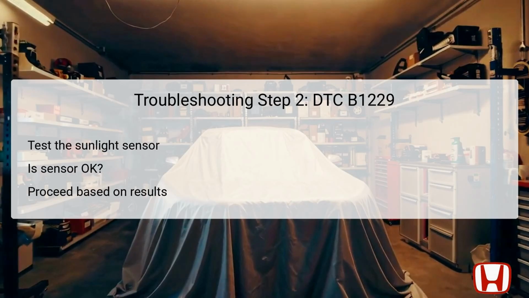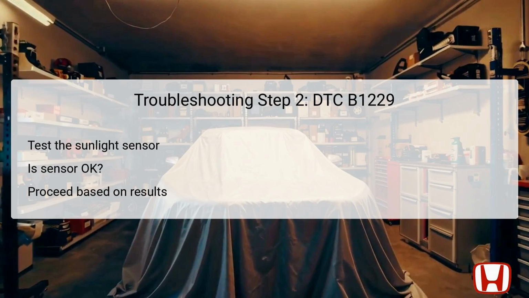In the second step, attention shifts to the sunlight sensor itself. Testing the sunlight sensor is essential as it directly influences the vehicle's climate control operations. To perform this test, use appropriate diagnostic tools to ensure the sensor is working correctly. If the sensor passes the test and is deemed operational, you will proceed to the next step in the troubleshooting process.